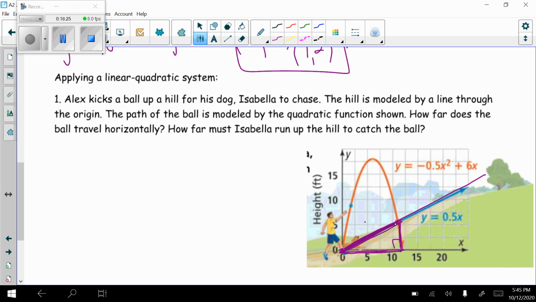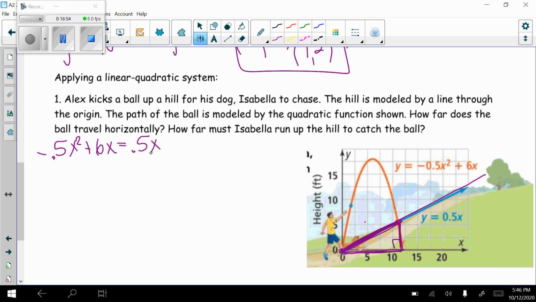So I need to solve the two equations that they give to me, y equals -0.5x squared plus 6x and y equals 0.5x. Okay? So I'm going to set those two equal to each other because that's where they are intersecting. So -0.5x squared plus 6x. When does that equal 0.5x? When do they intersect? When they equal each other.